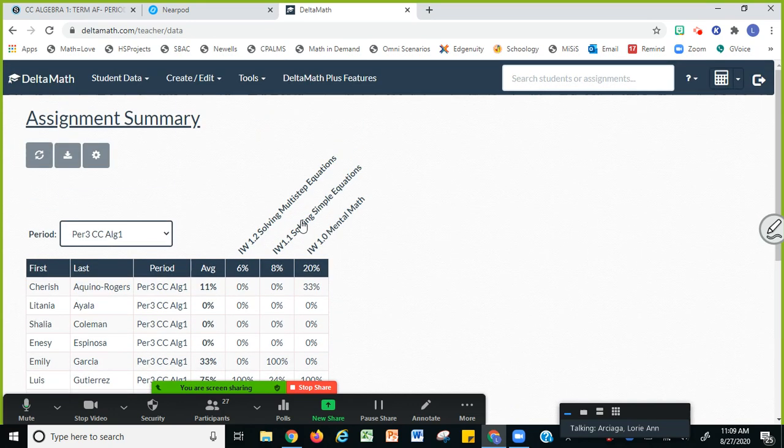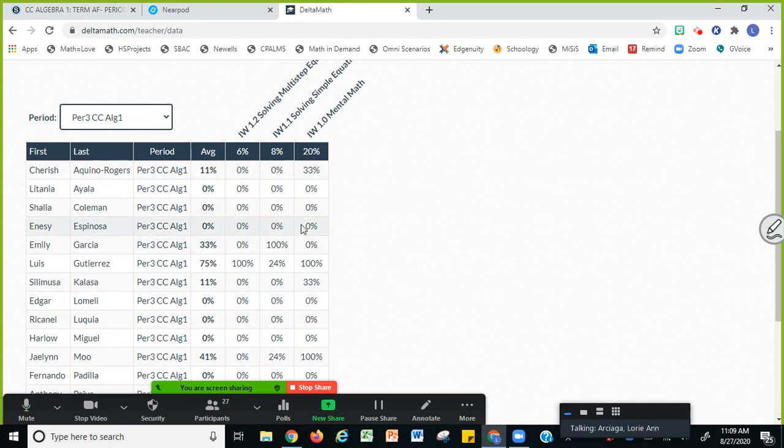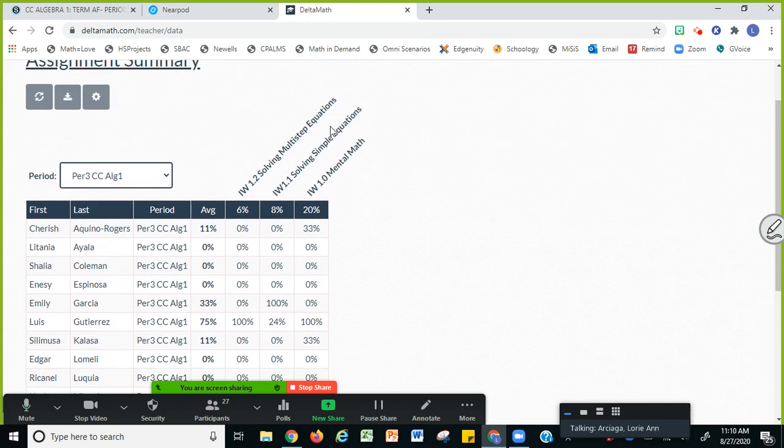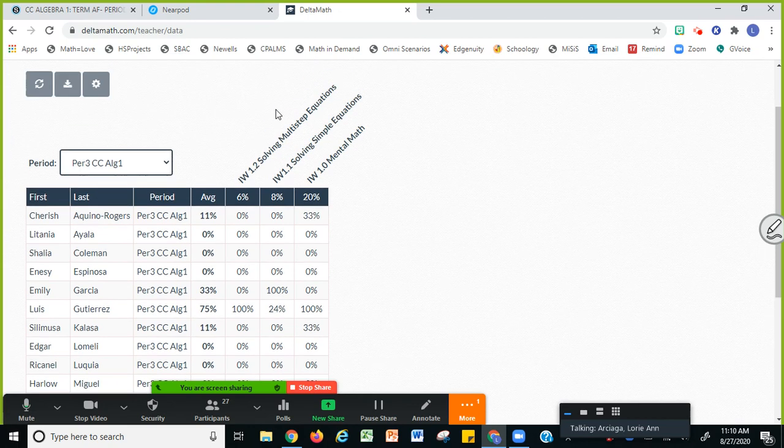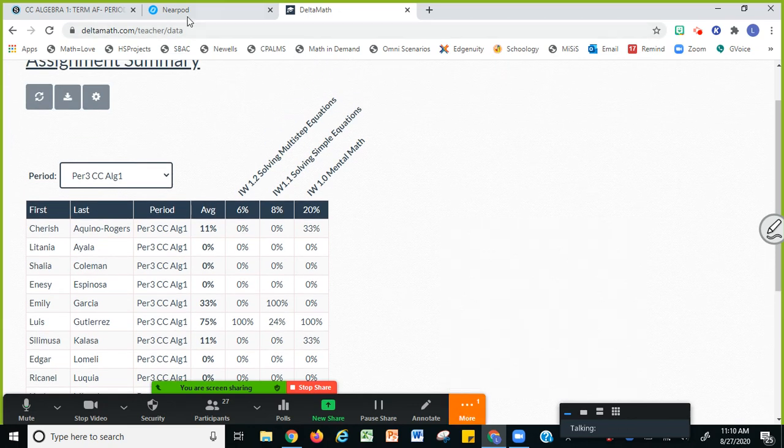So far you have three homeworks in Delta Math. This is just like the practice homework. It's still part of the average though, mental math. And then you guys have solving simple equations right there. And then today's homework is 1.2, solving multi-step equations.